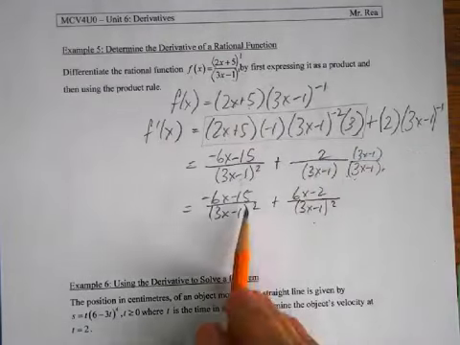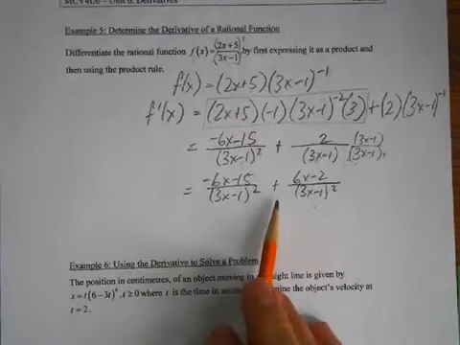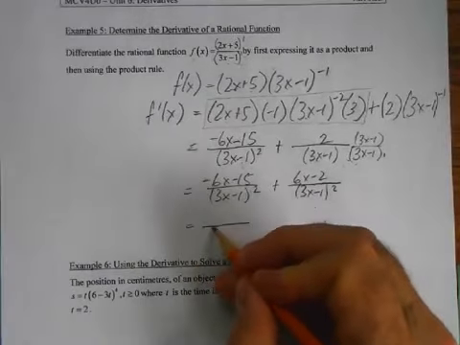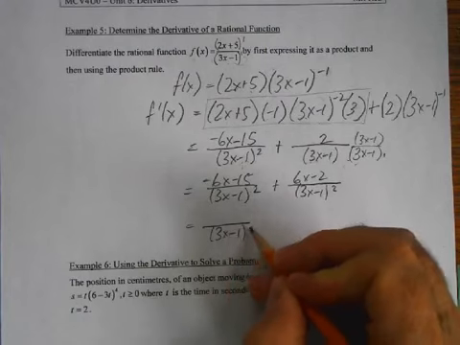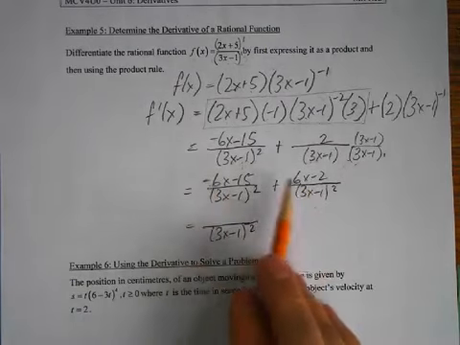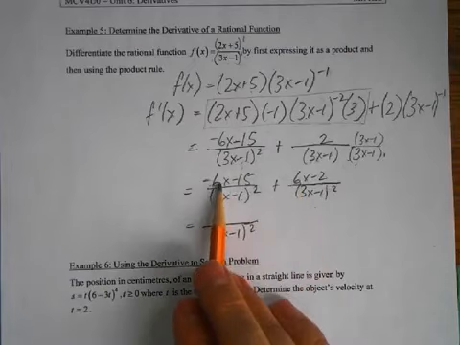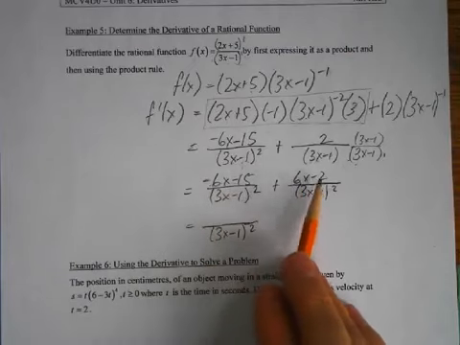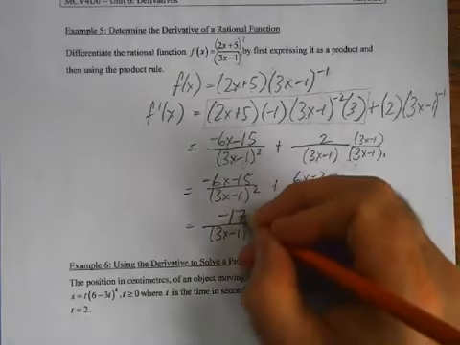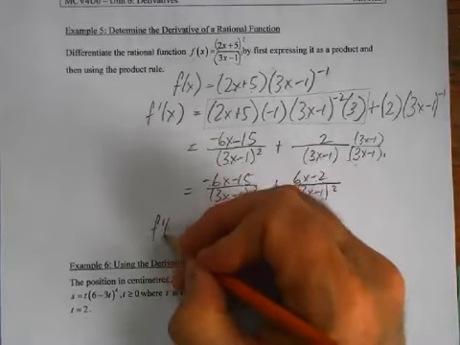Okay, so now we can combine these two rational expressions. We now have 3x minus 1 squared on the bottom, and then we just combine these two. So negative 6x plus 6x cancels out. Then I have negative 15 minus 2, that's negative 17, and that is fully simplified. I'll put this back out front again.